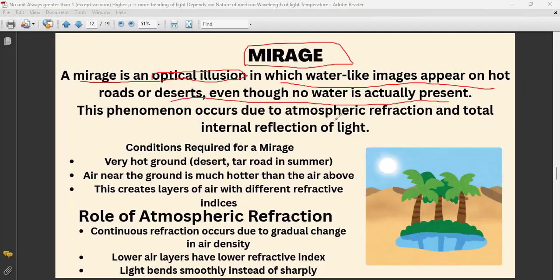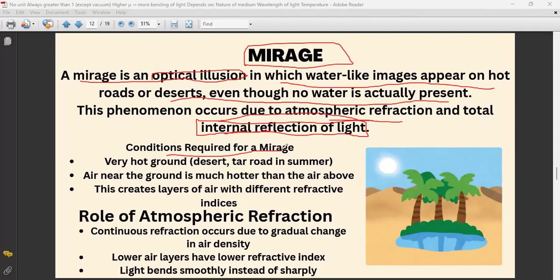This phenomenon occurs due to atmospheric refraction and total internal reflection of light. I hope you have heard about this. If not, we'll revise it quickly in the upcoming slides. So just keep in mind that there isn't actually water in the desert, but due to the optical illusion created by the mirage, we see something like water in the hot desert.